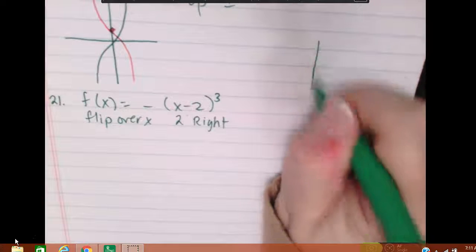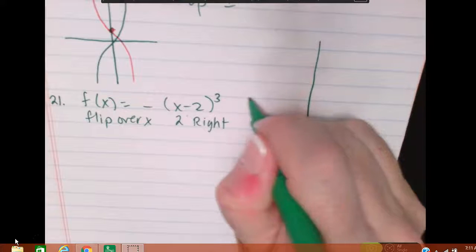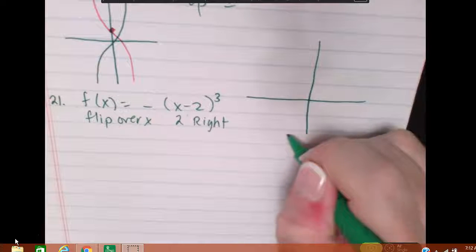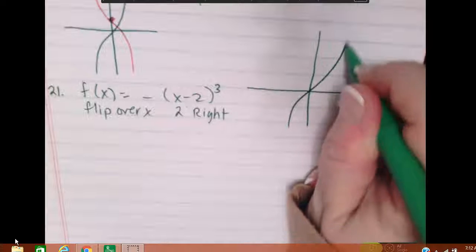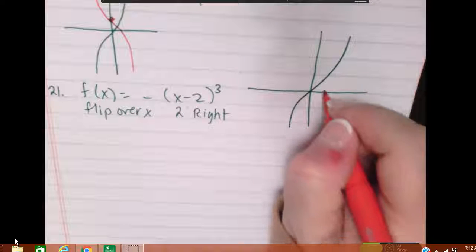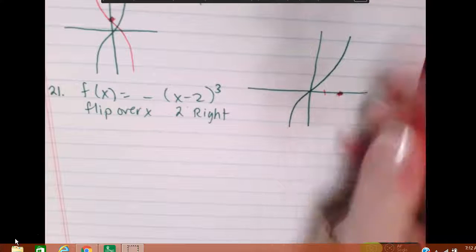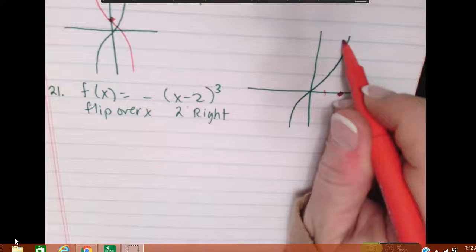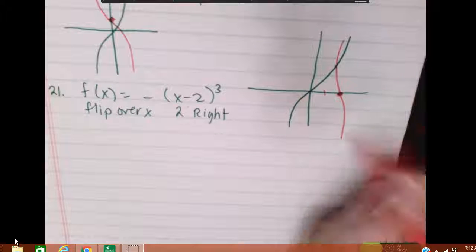So if we draw our axes, and here's my original parent, and then I'm going to go 2 to the right, and then my flip is like this.